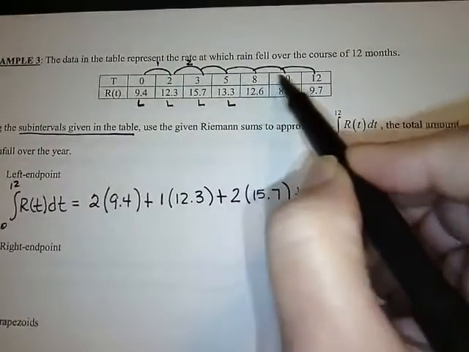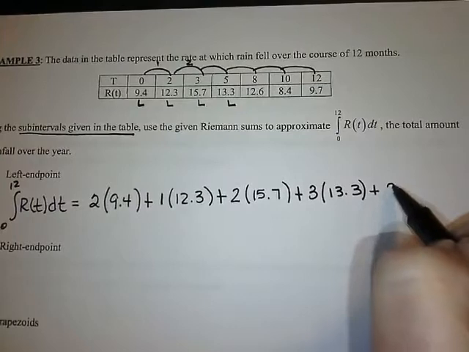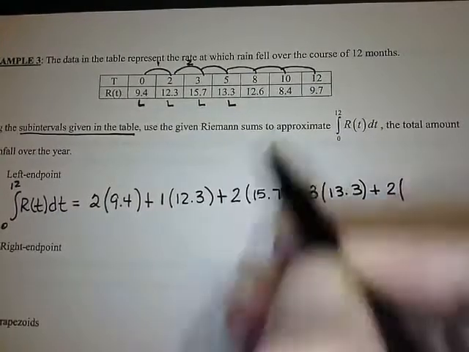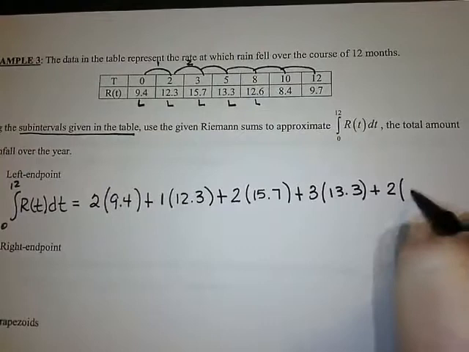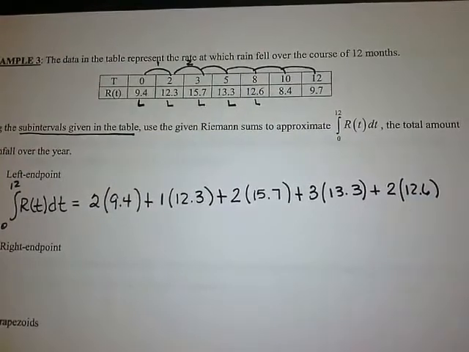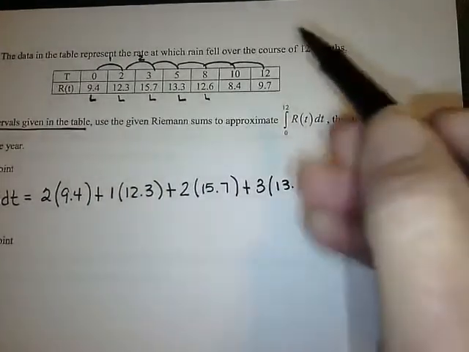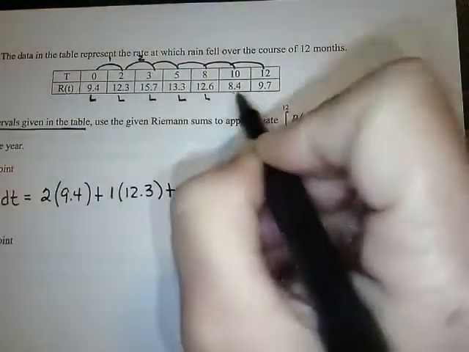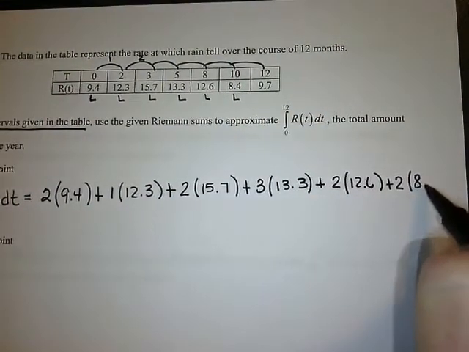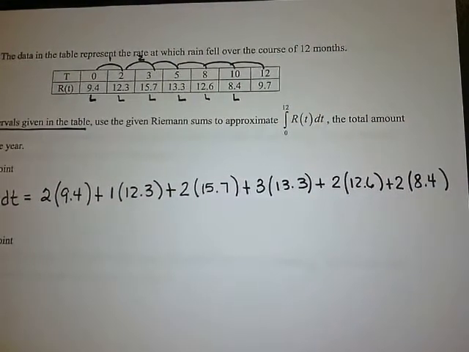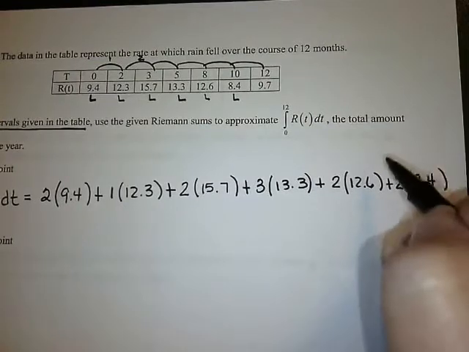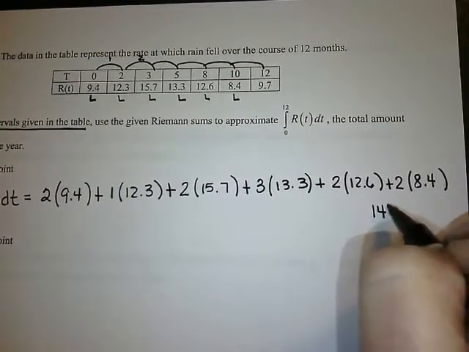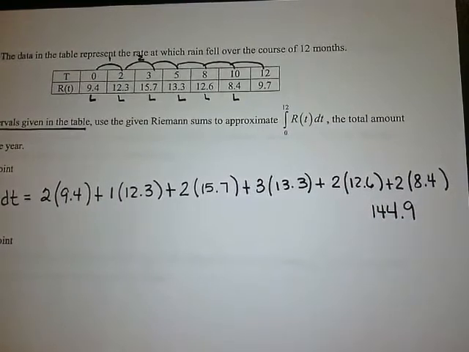Now I'm going from 8 to 10, which is 2. And then on the left-hand side of that rectangle is 12.6. And then lastly, this last rectangle, 10 to 12, is a 2. And then on the left-hand side is going to be 8.4. All right, so then I just go ahead and put all that in the calculator, multiply it, and then add it together. And I end up with 144.9 as my answer.